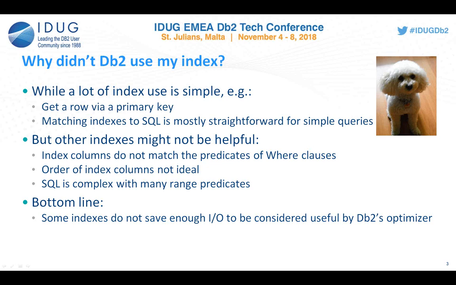And the bottom line on it is that some indexes simply do not save enough I/O to be considered useful by DB2. So in response to that, DB2 will do a scan, in which case it's now doing prefetch.